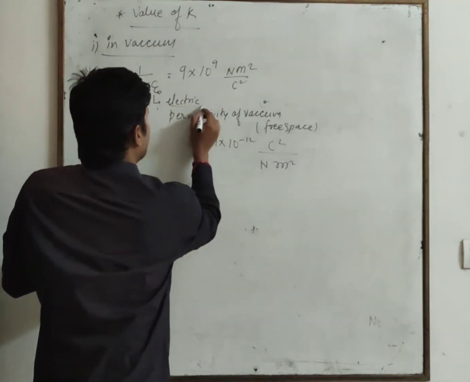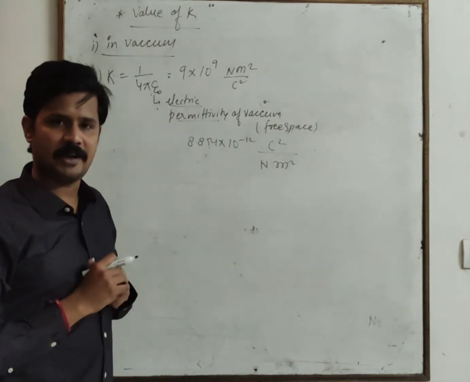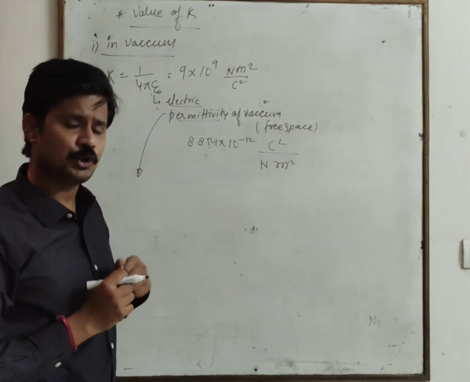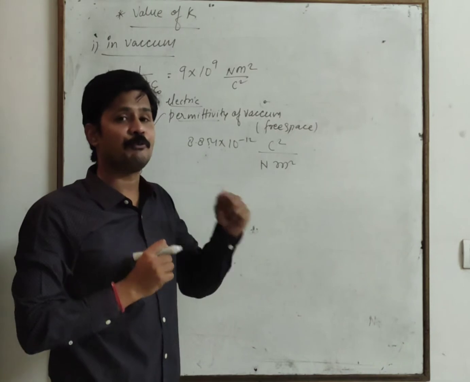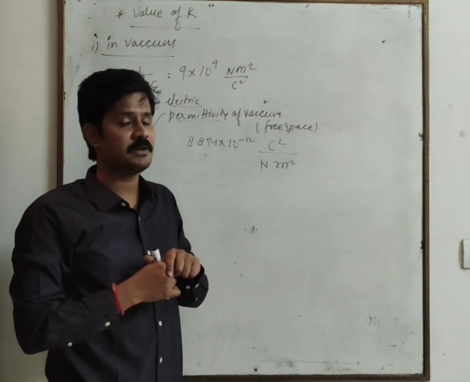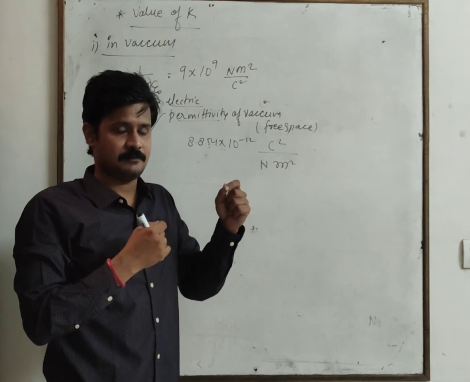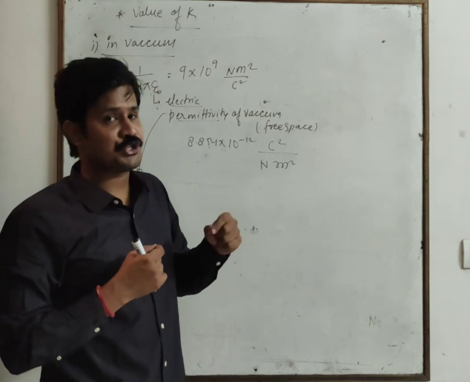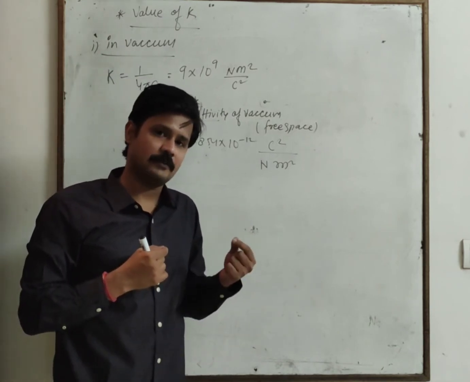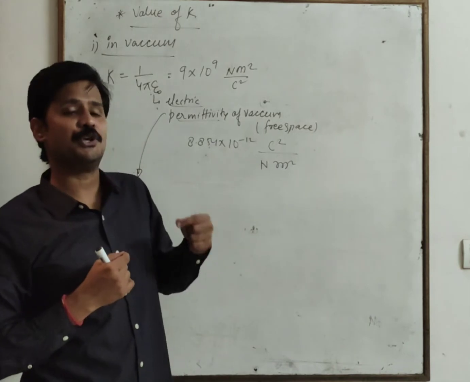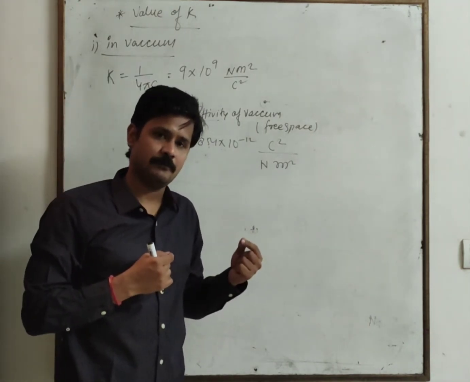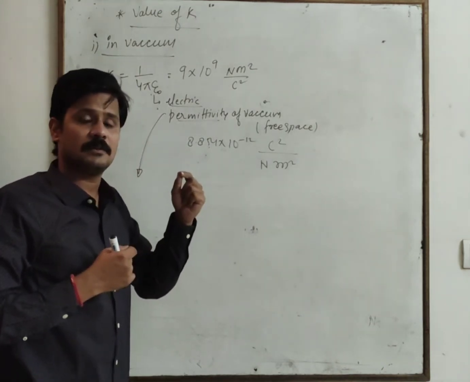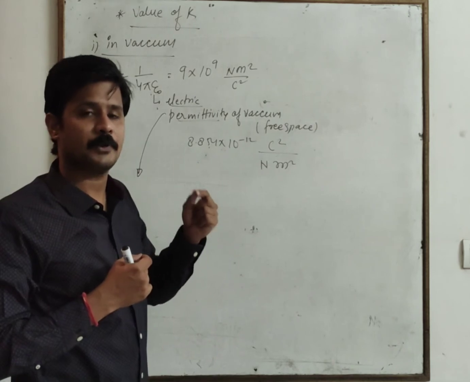Now we talk about electric permittivity. Electric permittivity is a way through which we can define the field between charges. It means properties of the field: whether the field is strong or weak, and whether the field is uniform or non-uniform. Then the electric field gives us the information of the field.